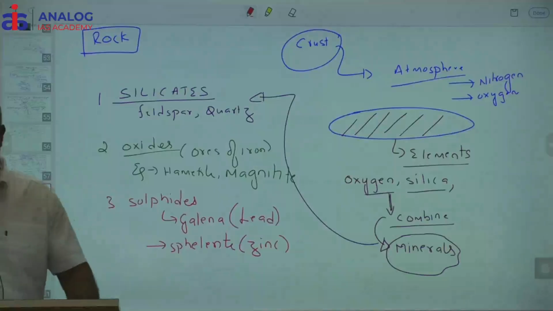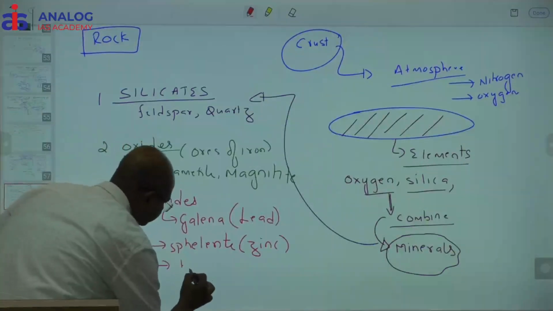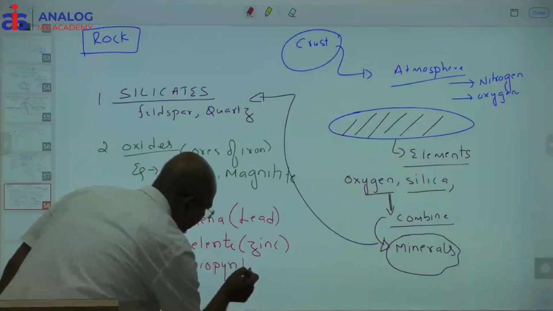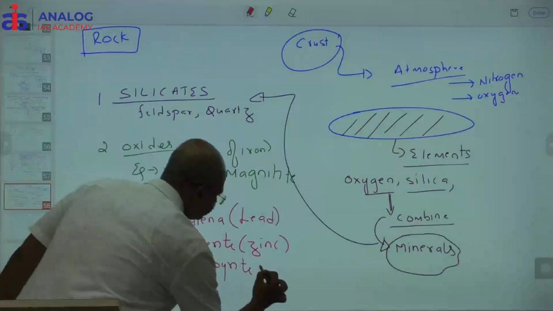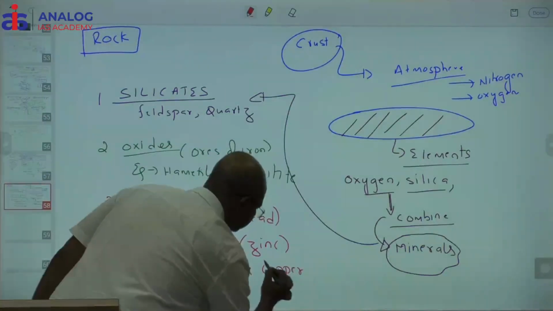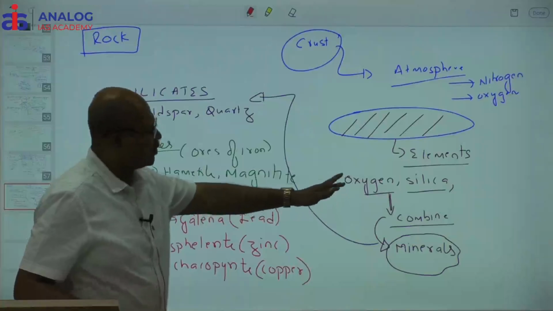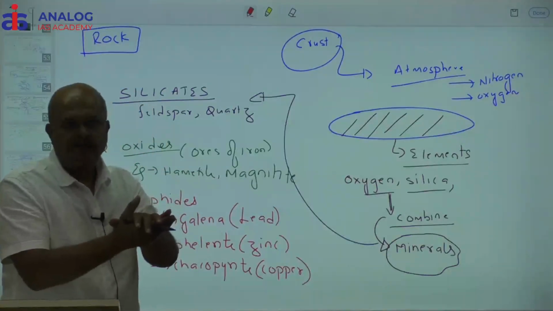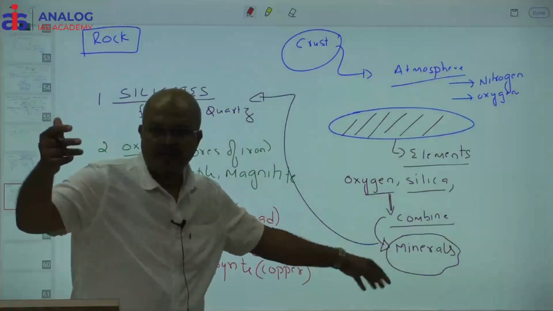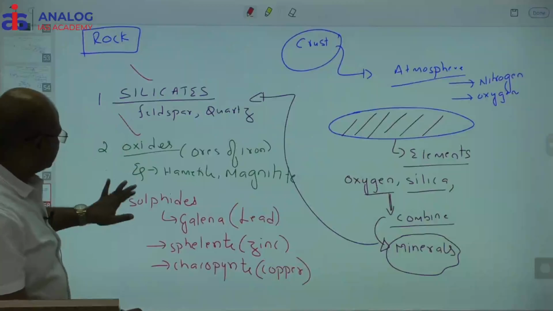Zinc, sphalerite. In the same way, chalcopyrite. What is extracted from chalcopyrite? Chalcopyrite is an ore of copper. So the earth crust consists of abundant elements, and among them oxygen is dominant, followed by silica, aluminium, iron, etc. These elements combine with each other and form minerals. We have many families of minerals, and these can be classified as silicates, oxides, sulfides, etc.